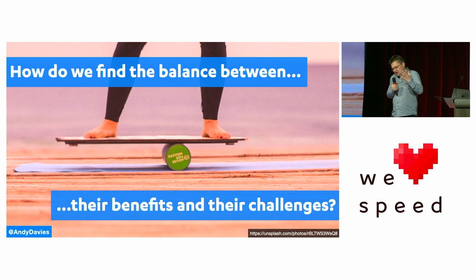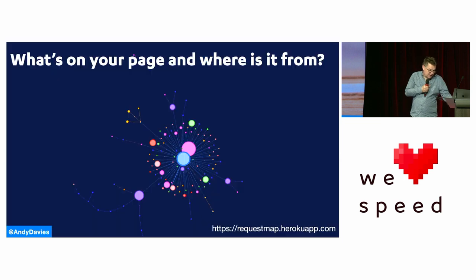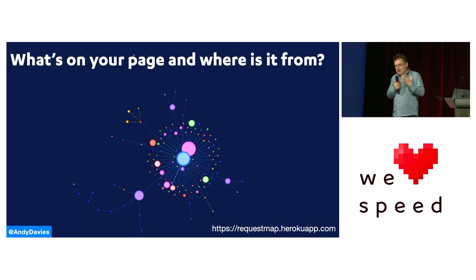But the question I like to ask my customers, and encourage my customers to think about, is, how do we find that balance? How do we find the balance between the challenges that third-party tags bring and the benefits they give to us? And the first place I always start is with Simon Hearne's request map and looking at what's actually on the page. Where does it come from?